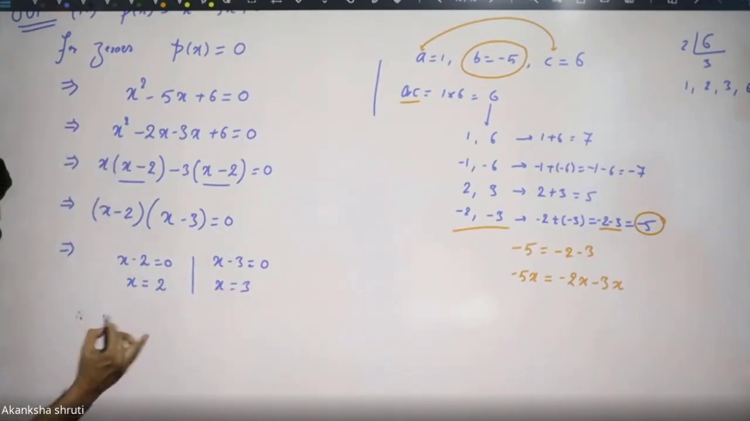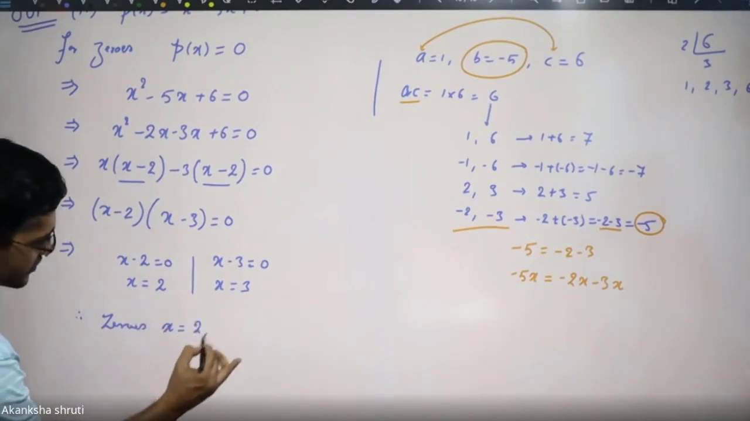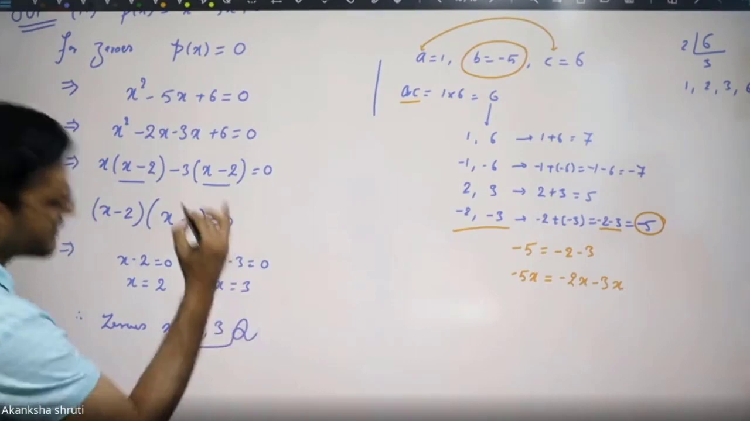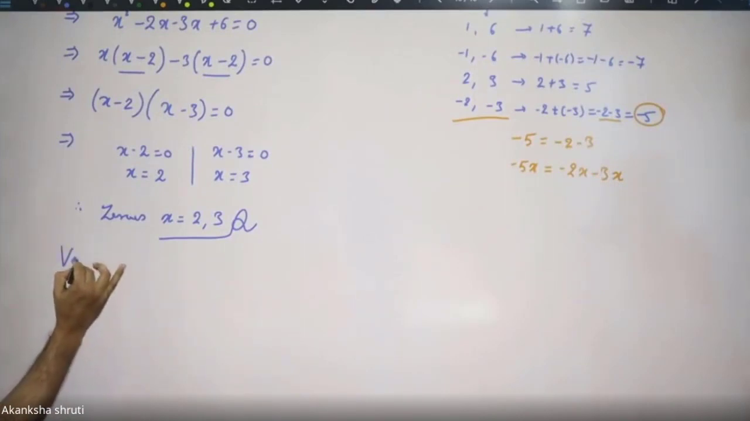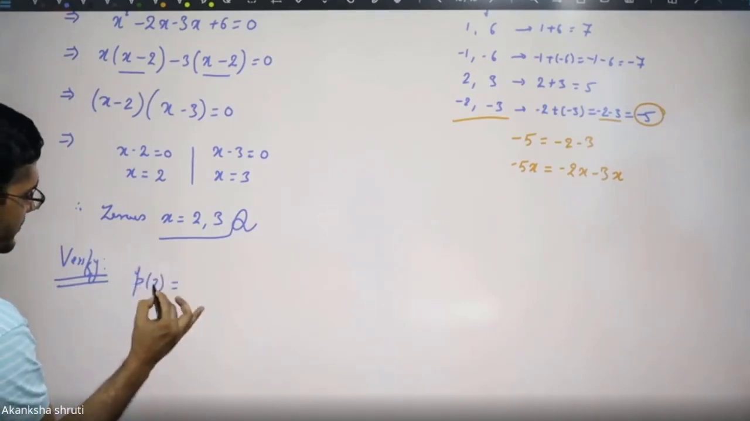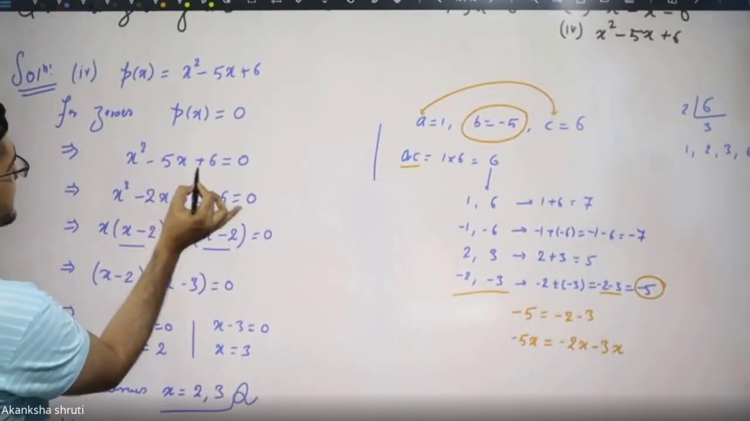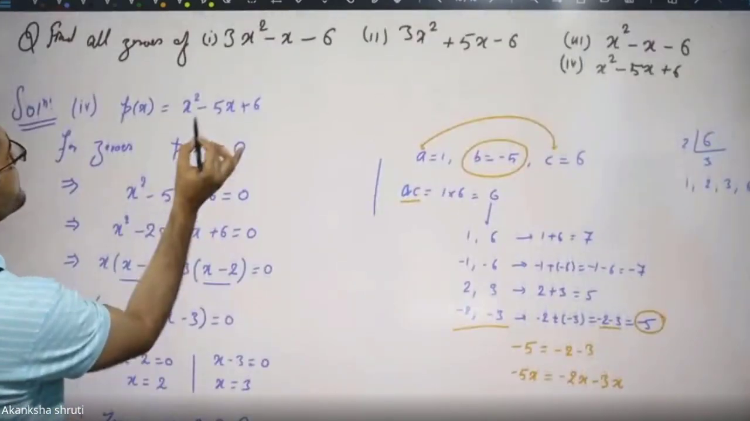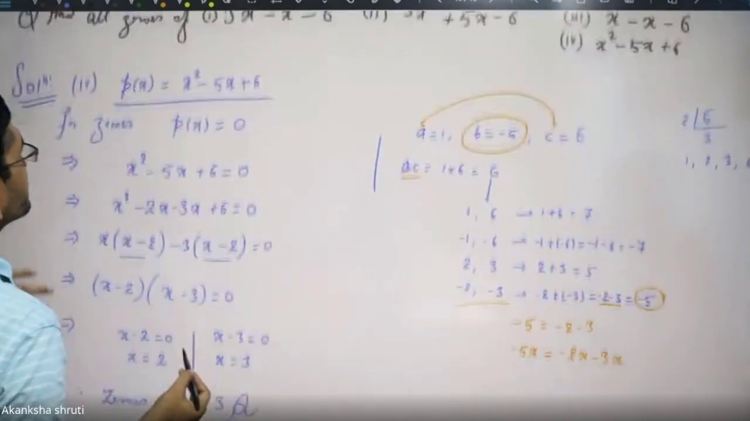Therefore, what are the zeros? x is equals to 2 comma 3. These are the answers. Okay, student, you can verify. So how to verify? Whatever you have calculated is correct or not. So substitute 2 in this polynomial. Our polynomial is x square minus 5x plus 6. This is the polynomial. We are substituting it in this one, P of 2.